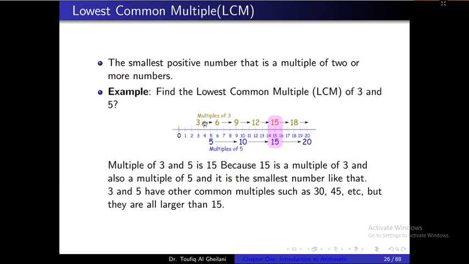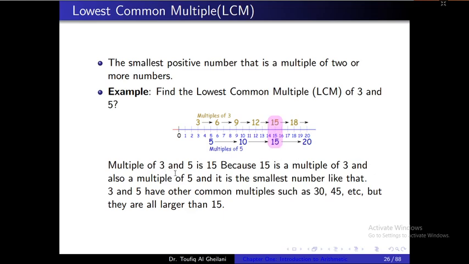Firstly we get the multiples of 3. So 3, we add 3, 6; 6 add 3, 9; add 3, 12; 12 add 3, 15; add 3, 18. And we get the multiples of 5. So we add 5, get 10. We add 5, we get 15. We add 5 with 15, we get 20. So what's the first common multiple? The lowest common one is 15.